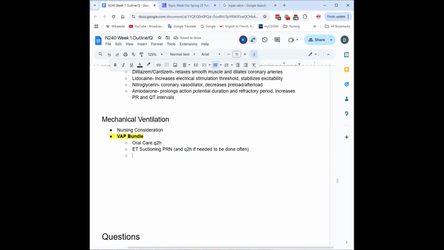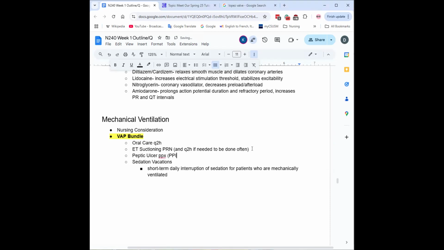Oral care, sedation vacation, that's good. So sedation vacation. What else is indicated in your VAP bundle? There's at least 3 more things. So if someone's on a ventilator, how do you want them positioned? Also prophylaxis. Yes, you're going to give them peptic ulcer prophylaxis. Head of the bed up, definitely.